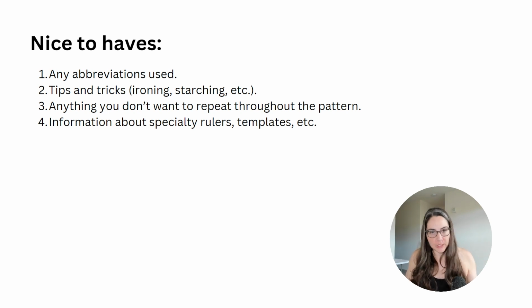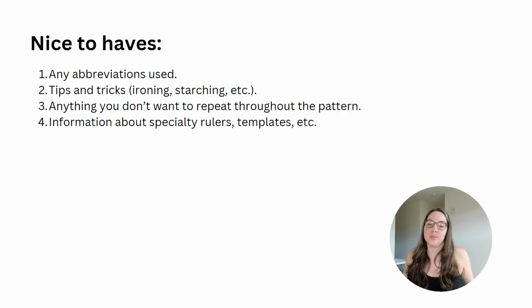Anything that you don't want to repeat throughout the pattern. So things like pressing directions. If you've got a global pressing direction where you're saying, press all seams open, press all seams to the dark side, press everything in the direction of the arrow. Those kinds of instructions you can add to the before you begin section. Again, this just alleviates you from having to add it at every single step in the pattern, shortens your pattern.